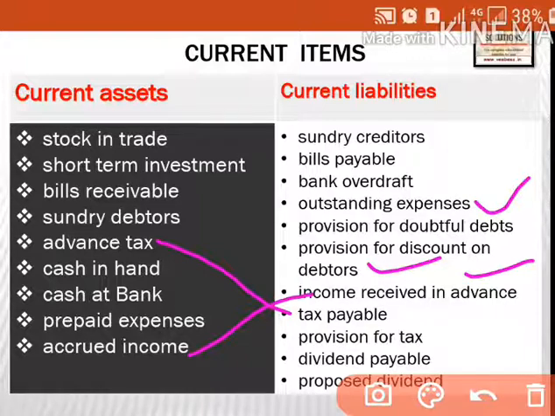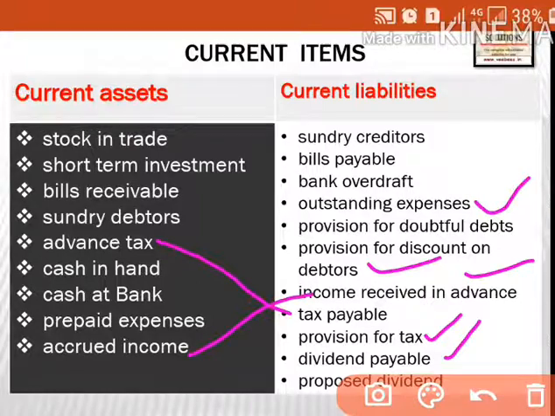The next, provision for tax. We made a provision in profit or loss account for tax. So if we have made a provision, the amount should be paid in the current year itself. It is taken as a current liability. Then dividend payable. Dividend payable means dividend declared but not paid.